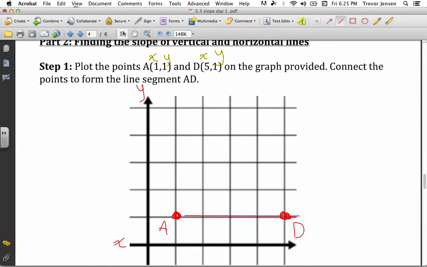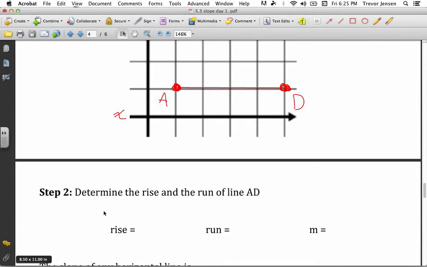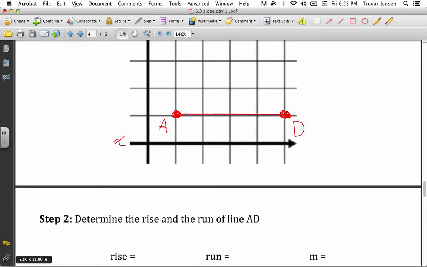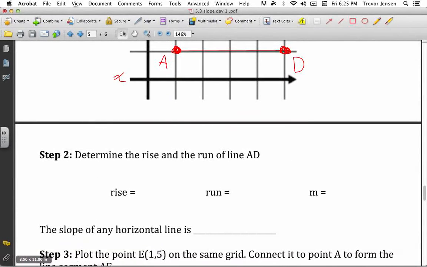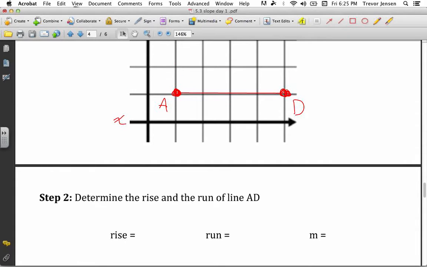Hopefully you can see this. I'm just going to slide it over to connect them better. Okay, so I've connected points A and D. Now it wants me to determine the rise and the run of line AD. So to get from point A to point D, how much am I rising? Am I going up or down at all to get from A to D?